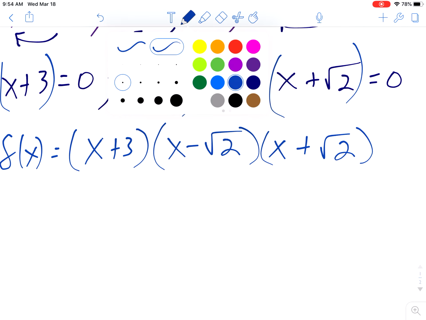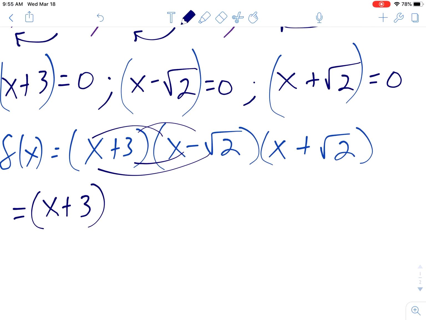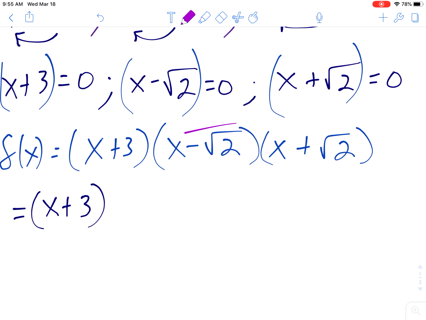Okay, now the challenge is to simplify that thing. Now the suggestion is to leave the x plus 3 alone. Do not try to FOIL that in first. Like I did on the last one, I did the first two parentheses first, but I'm not going to do that this time. So I am going to always suggest we multiply these conjugates together first, okay?